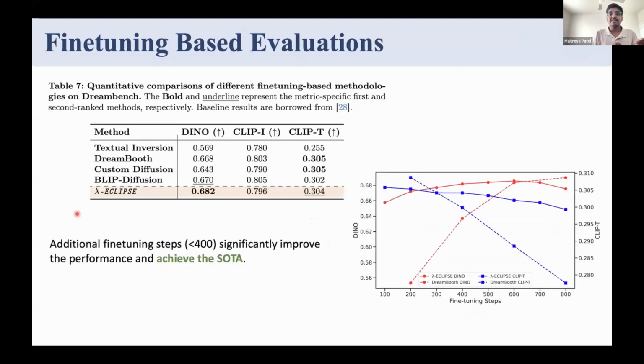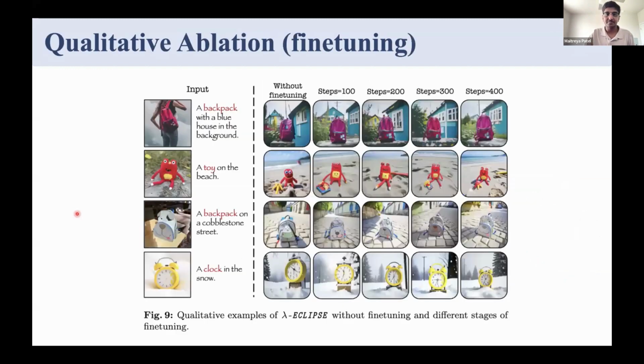So we further extend the analysis: okay, what if, by using Lambda Eclipse, we further fine-tune the model like DreamBooth? And we found that by just training it for 200 to 400 time steps, our model gets state-of-the-art performance. And it observes almost negligible catastrophic forgetting compared to the DreamBooth models.